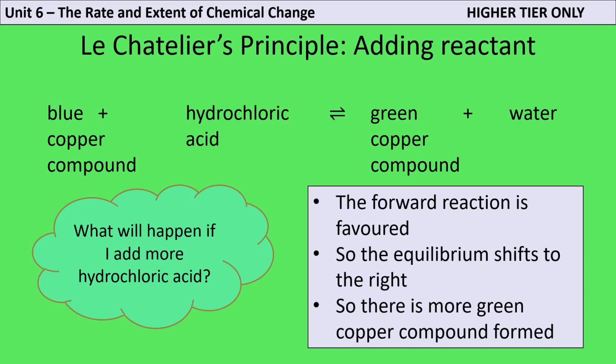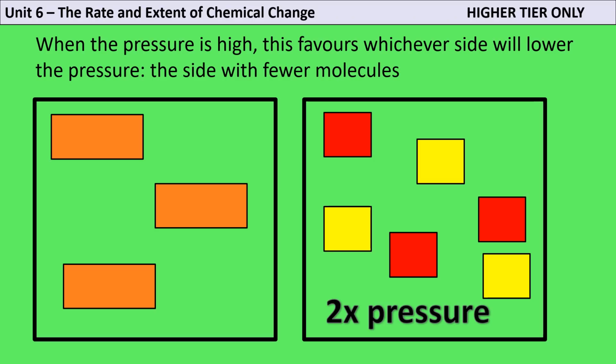The second reaction condition that we can change is pressure. Pressure, remember, is caused by particles colliding with the walls of the container that they're in. So the more particles there are in a container, the higher the pressure will be. If we increase the pressure, this will favour whichever side of the reaction has fewer molecules on it.